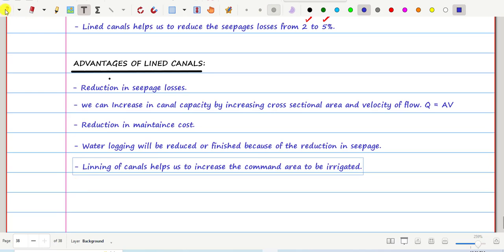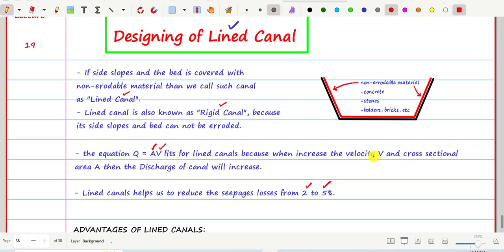So it also helps us to increase the command area, because obviously, as we said, in lined canals Q increases, right? If Q is increased, from this formula we know that Q and A are directly proportional. So Q is directly proportional to area. So if the capacity or discharge is increased, then the area will also increase. And one more thing, pardon me, this is not the cross-sectional area, this is actually the area to be irrigated. We have mentioned this above. Velocity will increase, and if velocity is increased, the area will also increase. This area is your command area, the area which is to be irrigated.